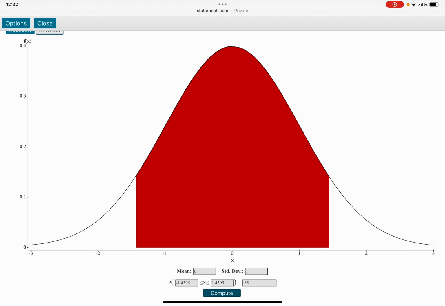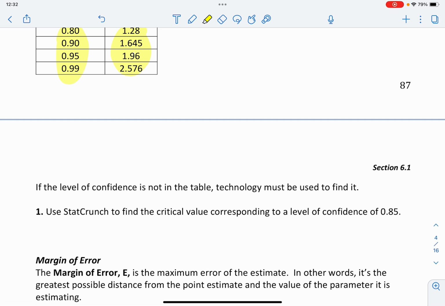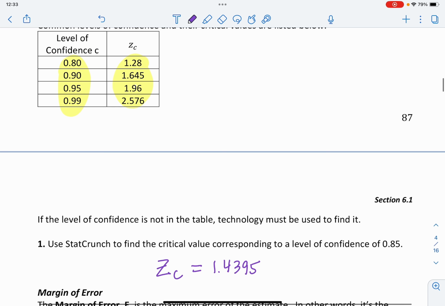Right, so I get two values, but when we talk about the critical value, you can just give the positive one. So 1.4395 is what I would put down for that one. So the notation is z sub c. Okay, and so all of those in the previous table could be found the same way, right? But it's nice to just have that table for a quick, easy reference sometimes.